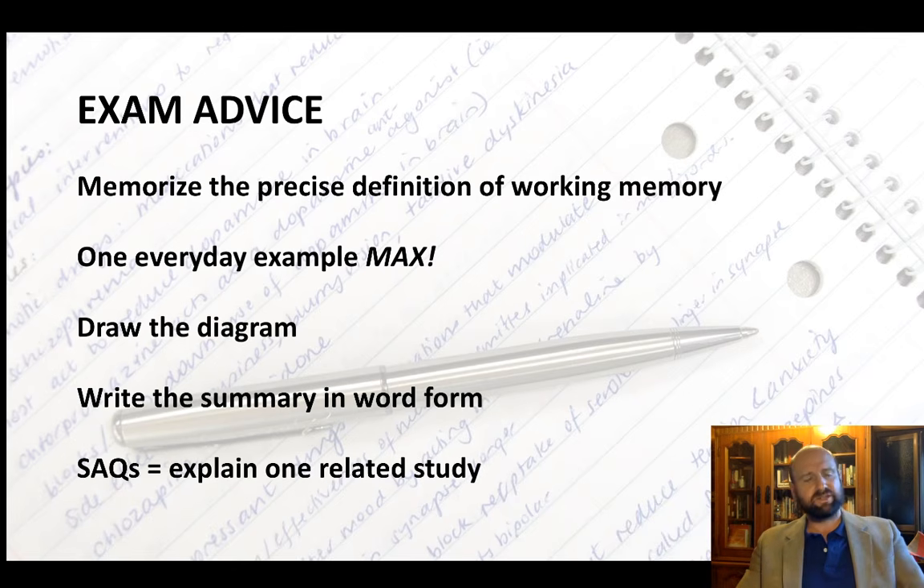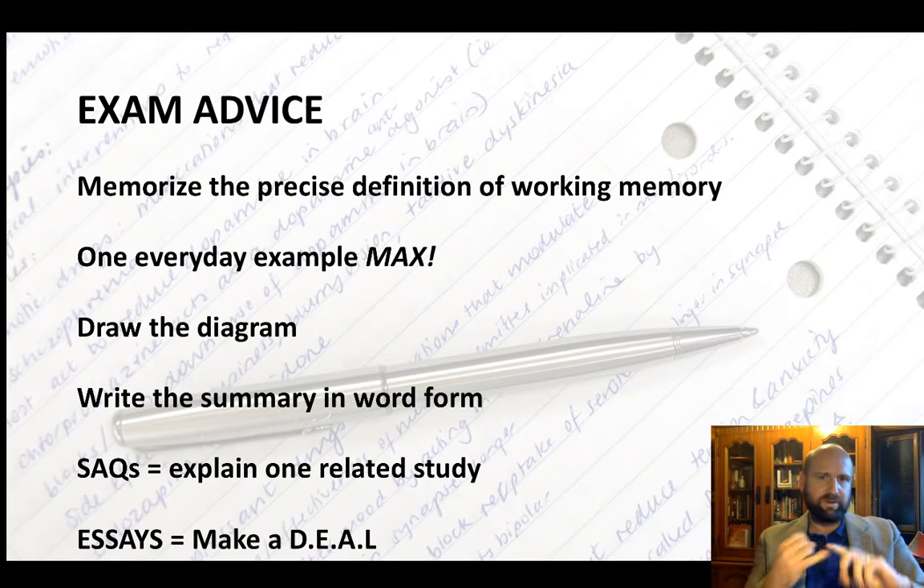For short answer questions for IB psychology students, make sure you can explain at least one study and how it supports the working memory model. And for essays, make a deal: describe it, have some evidence, applications of the model, and limitations. In a later video that I'll post next week, I will go through the whole deal of the working memory model. So you'll have at least two studies, applications, and we'll talk about limitations as well. So that will be coming up next week.